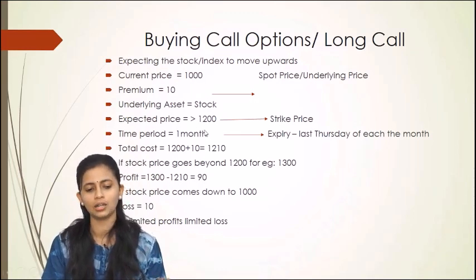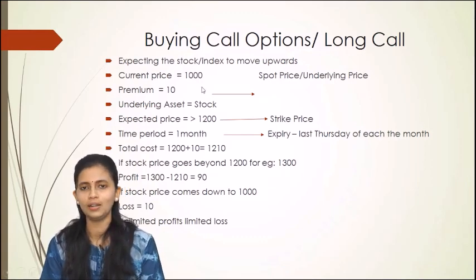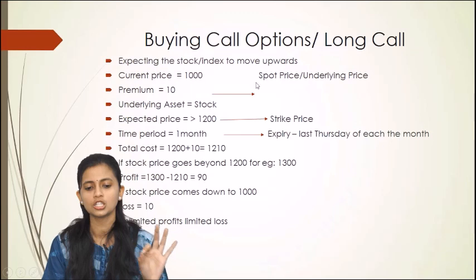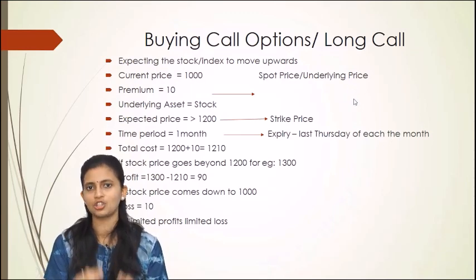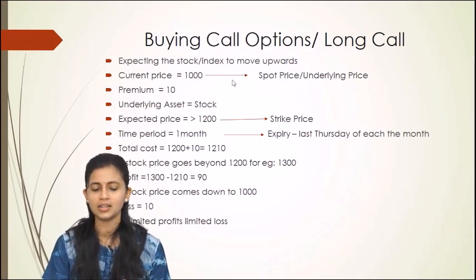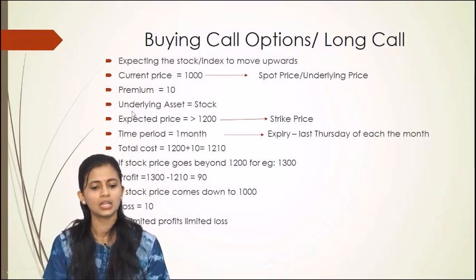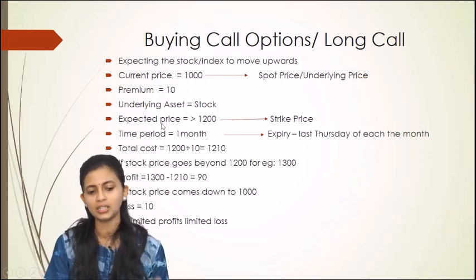So let's look at a small example and understand it better. See, let's take the current price of a stock as 1000. The current price is also called, if you look in the portal, there is a term called spot price or underlying price. This is nothing but the price at which the stock or index is currently traded. So the premium required to be paid in order to purchase the call is 10. Now the underlying asset in this particular case is a stock, right? Now the expected price is greater than 1200.